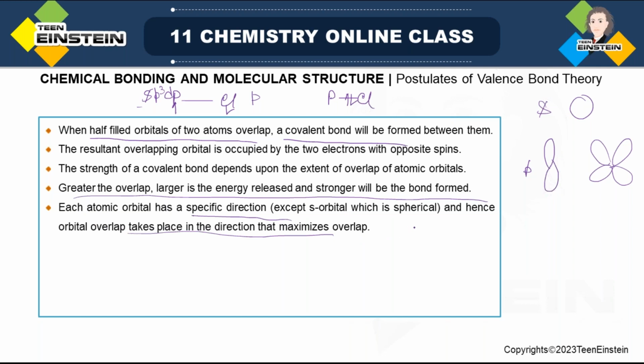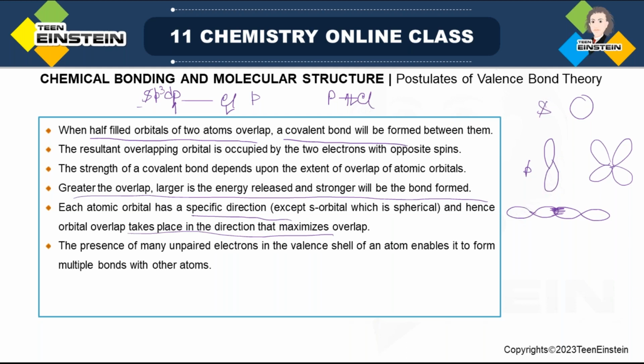it will maximize overlap. So if you take a p orbital, you are forming a sigma bond. This is the zone where maximum overlap is taking place, and that is because of this dumbbell shape. It depends on the specific direction of the lobe, or the shape of the lobe.